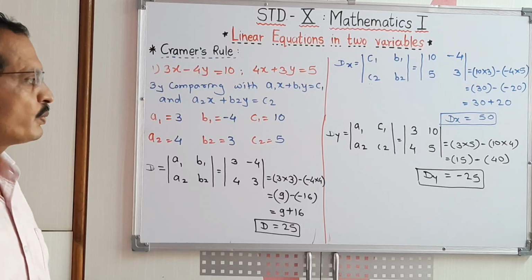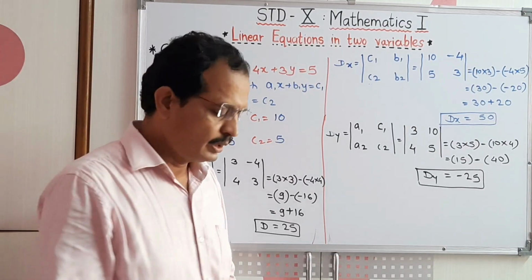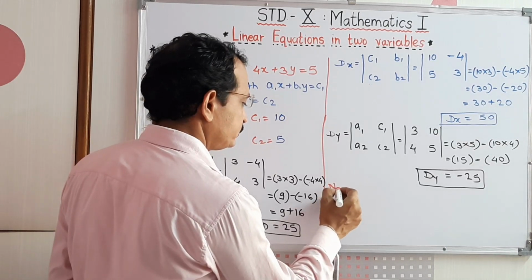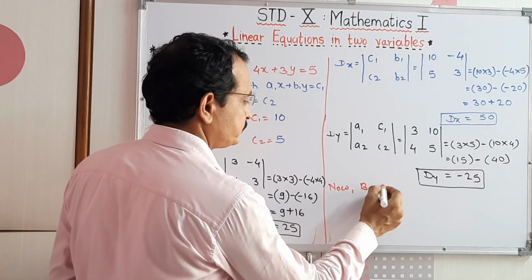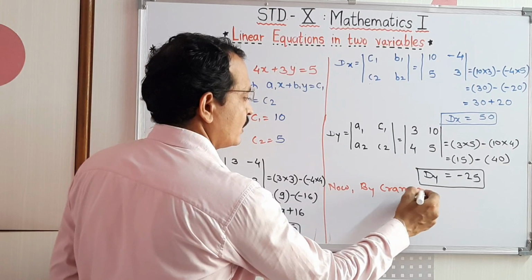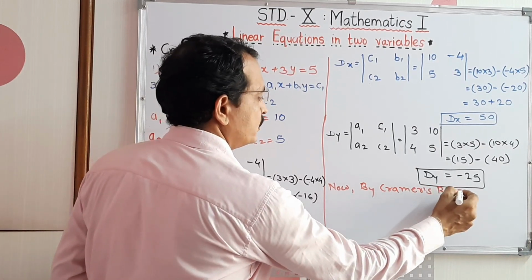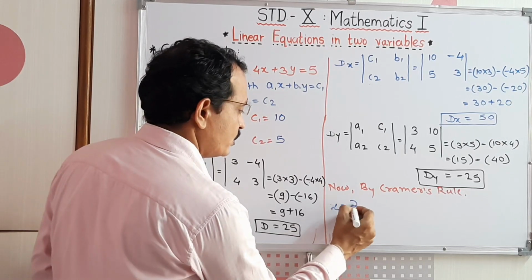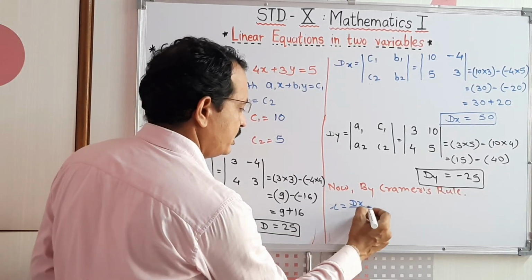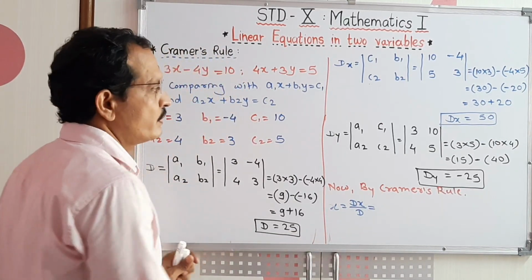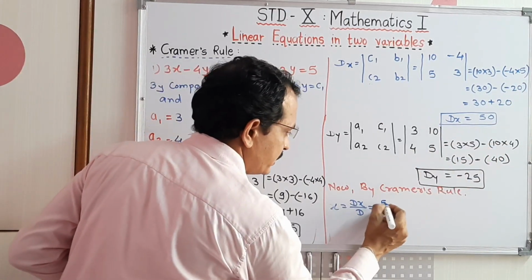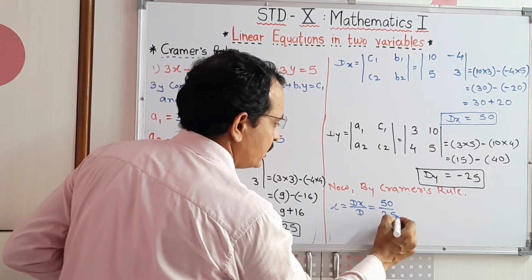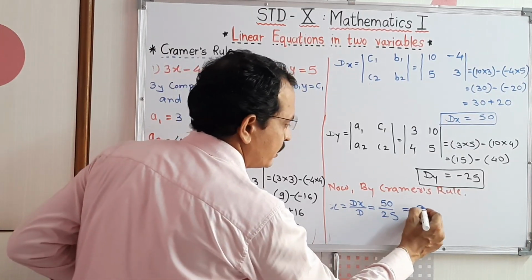Now we have to find out the values of x and y. Therefore, by Cramer's rule, we have to write here x is equal to Dx upon D. What is the value of Dx? It is 50. What is the value of D? It is 25. Simplify, we get here 2.